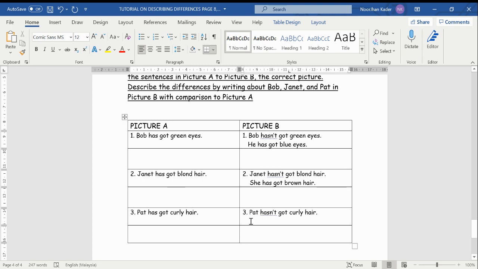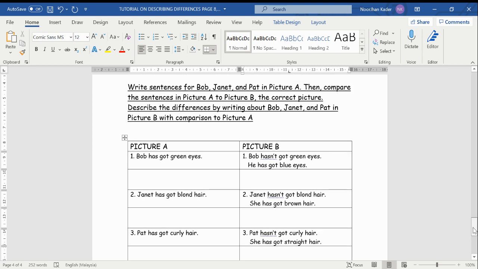Okay, so we can replace Pat with she, because Pat is a girl. So the pronoun for Pat is she. She has got straight hair. Okay, so let's check.